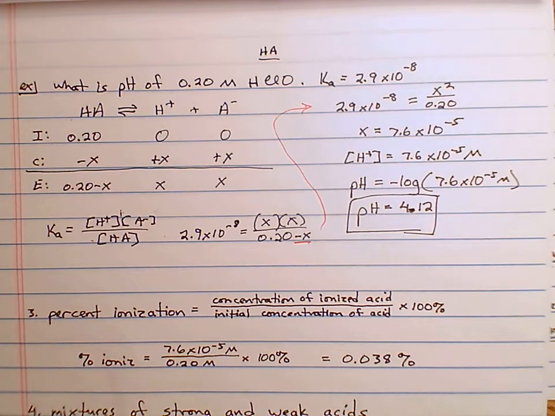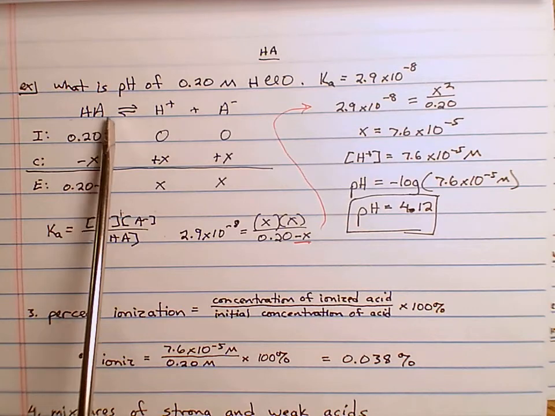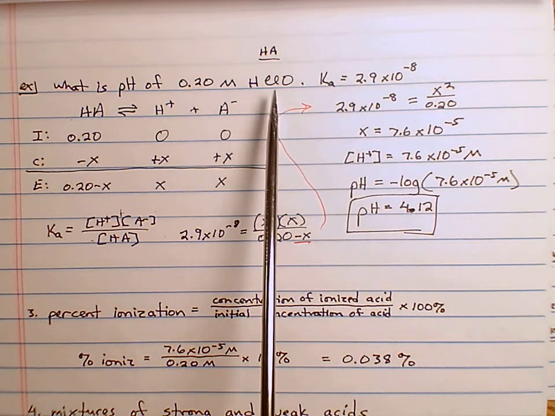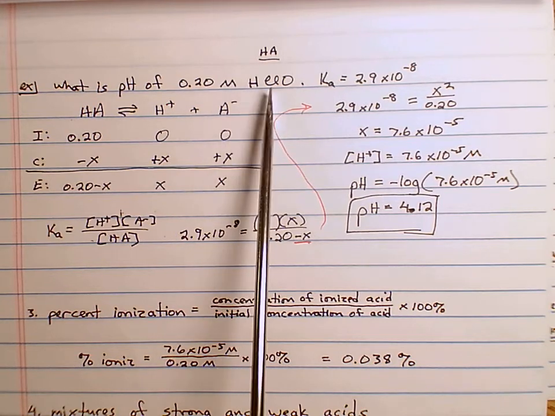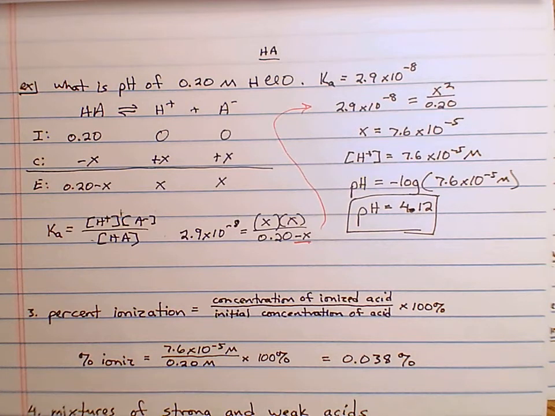0.038%, which means when this reaction happens, when you put HClO into water, very, very little of it dissociates. Only 0.038% of it actually will dissociate. The vast majority of the HClO stays as HClO. Very, very little dissociates into H plus and A minus. All right, so that's enough for this video. We'll pick it up next video when we start mixing weak acids with strong acids and seeing what happens.